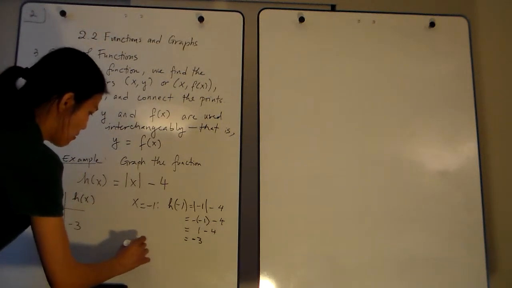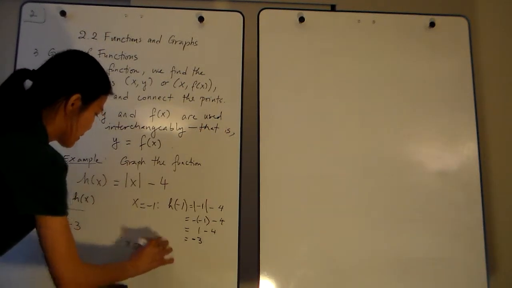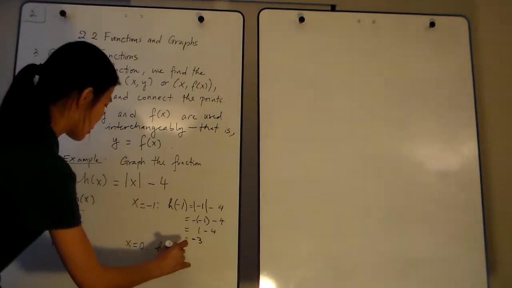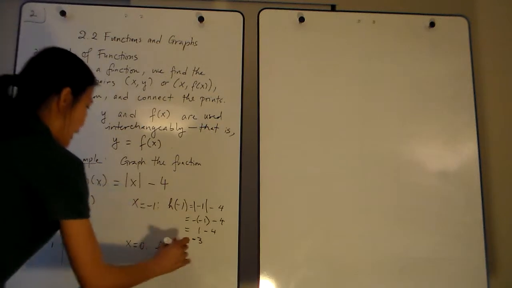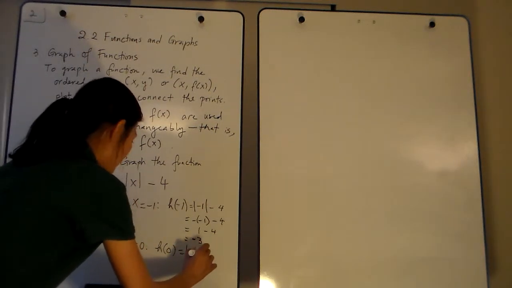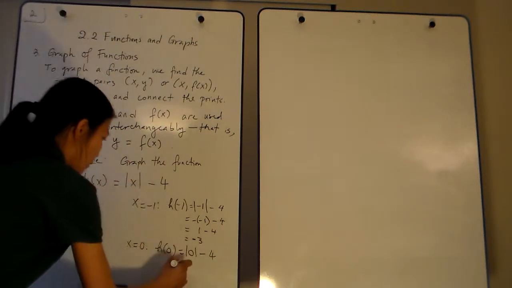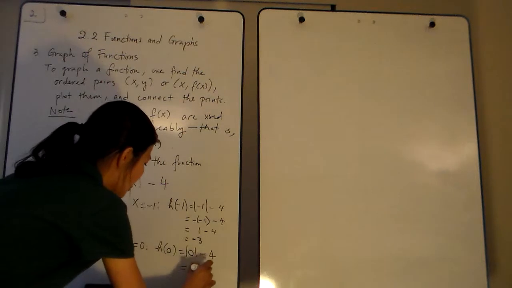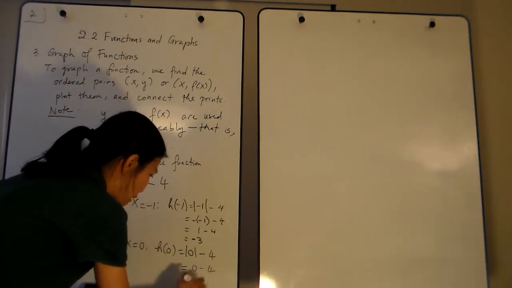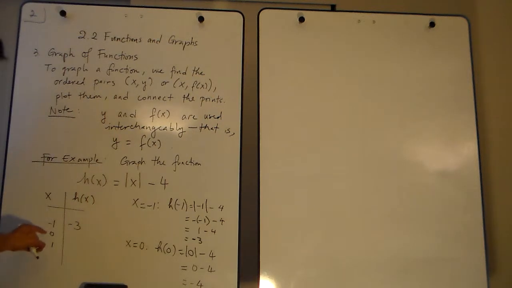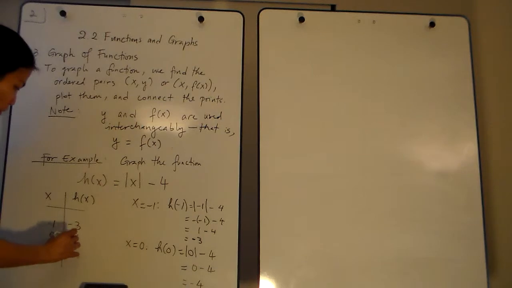When x goes to 0, replace x in here. So correspondingly, you replace x here with 0. We have subtract 4. The absolute value of 0 is 0. Subtract 4. 0 subtract 4 is -4. So at x equals 0, h equals -4.